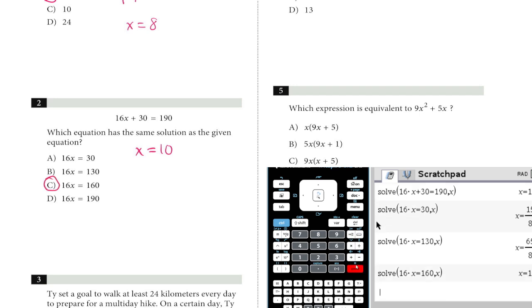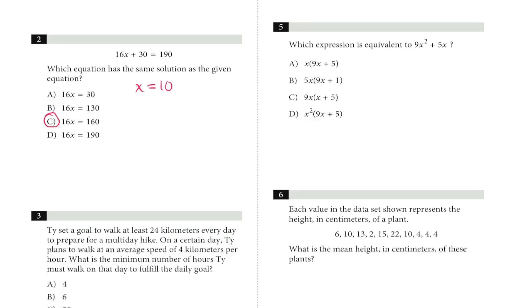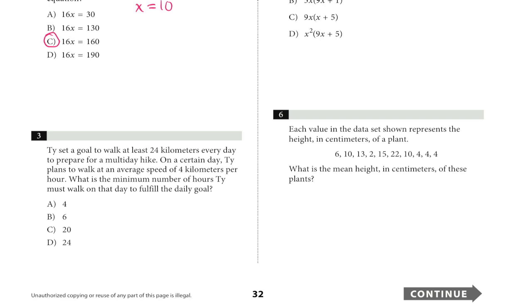Obviously, for this question, you could do this by hand. Maybe it'll be quicker. But again, the calculator can help us find the solutions as long as we have the equation. We can just guess and check. All right, number 3. Ty set a goal to walk at least 24 kilometers every day to prepare for a multi-day hike. On a certain day, Ty plans to walk at an average speed of 4 kilometers per hour. What is the minimum number of hours Ty must walk on that day to fulfill the daily goal?